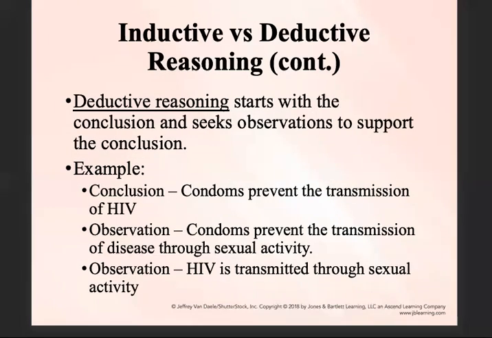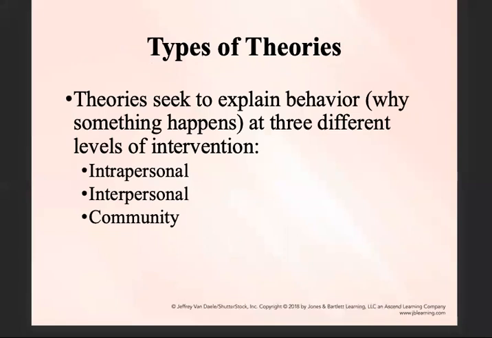When we're thinking about deductive reasoning, it's kind of the opposite. We start with the conclusion and then we look for observations to support the conclusion. So we'd start with the opposite: condoms prevent or help prevent the transmission of HIV. Then the observation comes next: condoms prevent the transmission of disease through sexual activity, followed by an observation that HIV is transmitted through sexual activity. We'll talk more about why inductive versus deductive reasoning matters in relation to theory later.